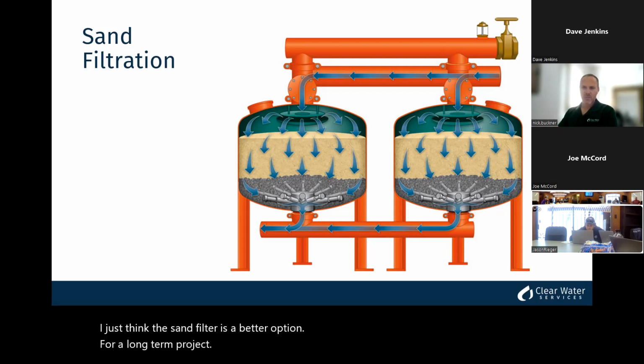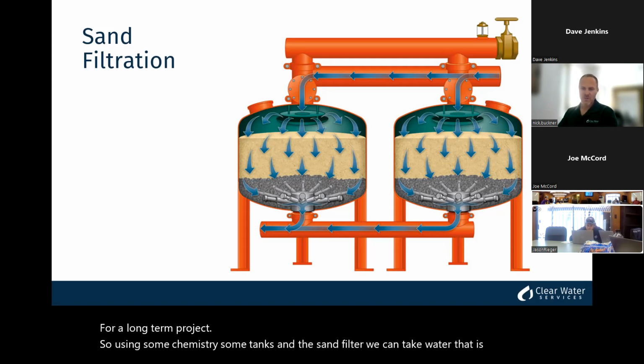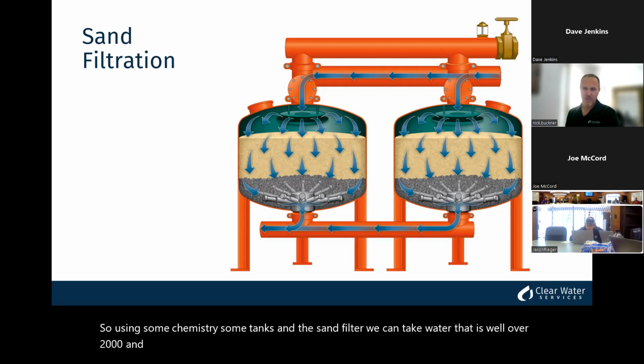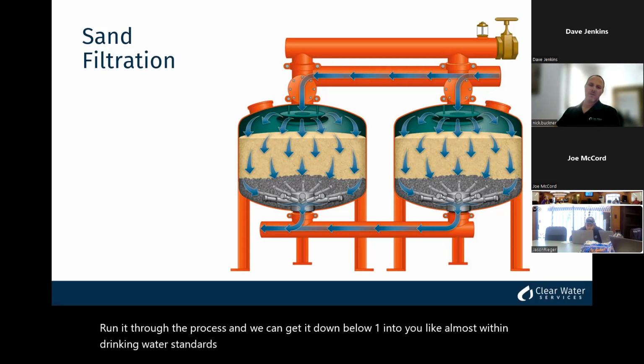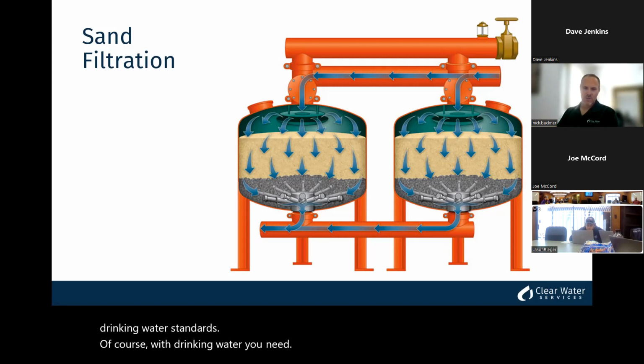So using some chemistry, some tanks, and a sand filter, we can take water that is well over 2,000 NTU, like it won't even show up on our meter, it's so dirty. Run it through the process and we can get it down below 1 NTU, almost within drinking water standards. Of course, with drinking water, you need reverse osmosis for the final polish.